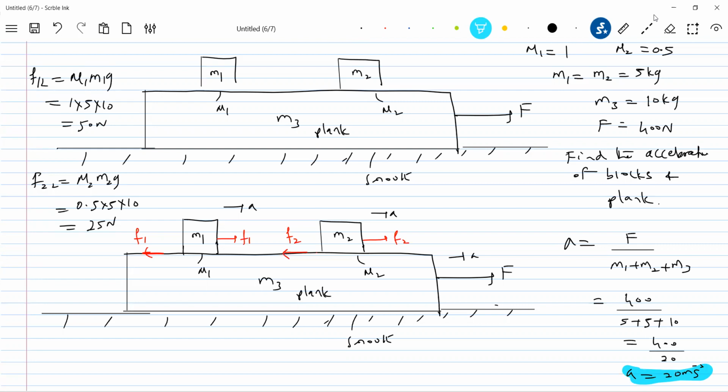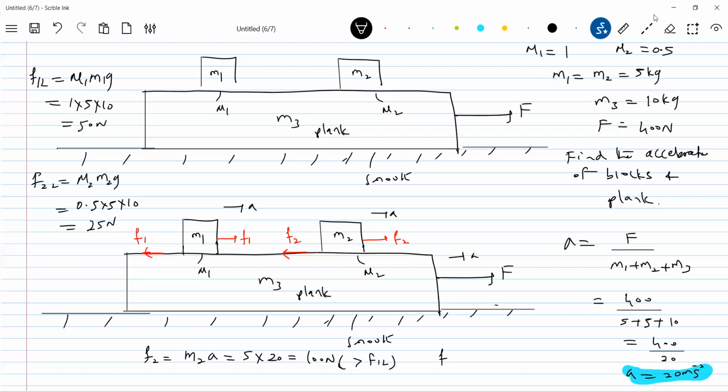Okay, are we right? Are we correct? No. I should look at the F2, no? So I'm going to calculate the F2. F2 equal to M2 into A. What is the value of M2? 5. 5 into 20. So this is how much I'm getting, 100 Newton. But what is the permitted value of F2L? F2 is greater than F2L. F2L is how much? 25 Newton.